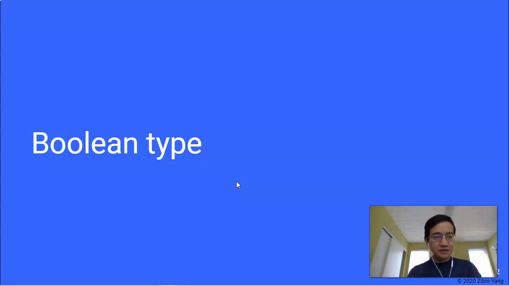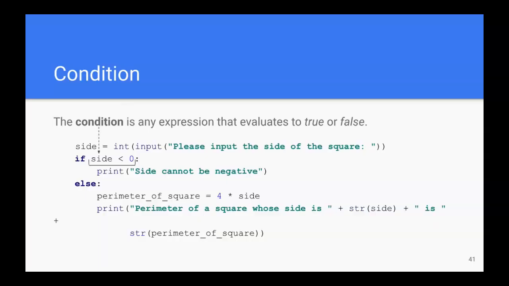Hi, in this video, we're going to continue to talk about conditions and introduce the idea of a Boolean type. Okay, so I want to look just a little more in detail at a condition. This condition here, after the if keyword, is an expression that is evaluated to either true or false.